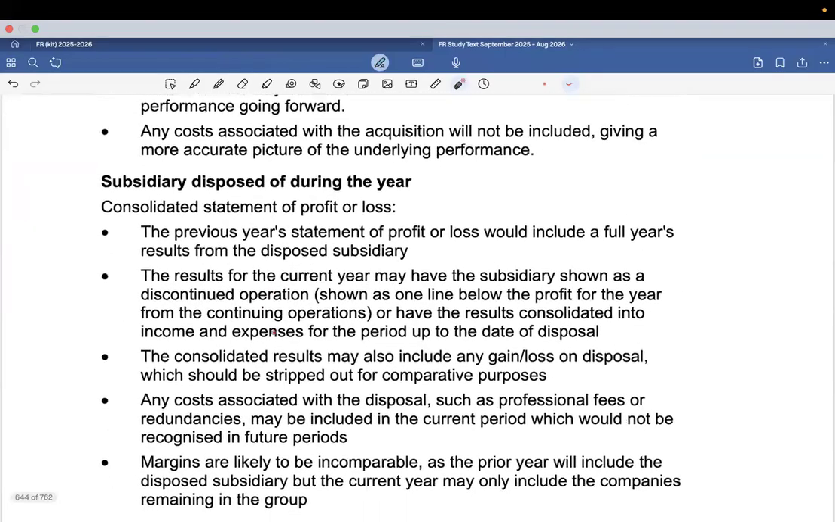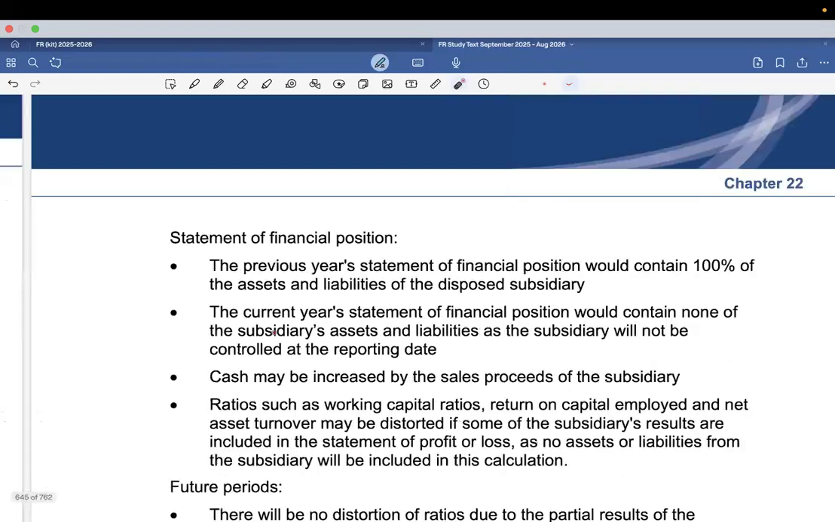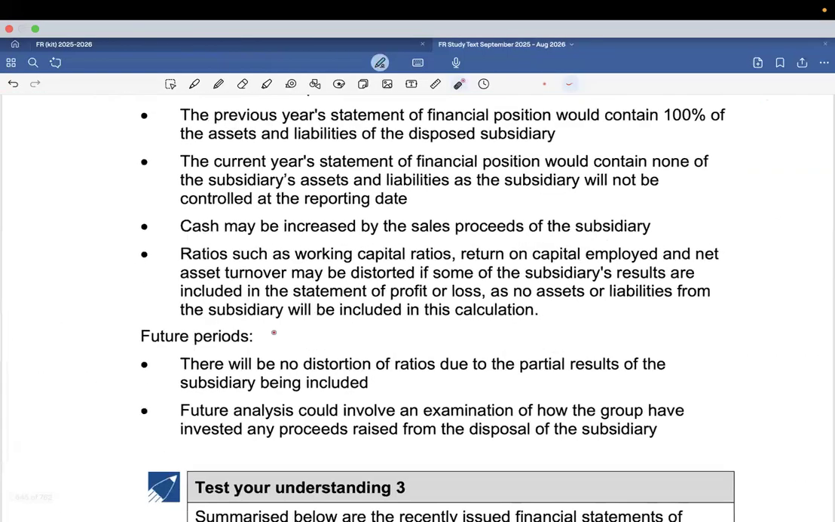Now, in case of disposal, it is likely that you would be given a depreciation, a full year SOPL. Out of that, you would have to remove at the time of disposal all the subsidiary amounts and then compare the before and after. Understood?